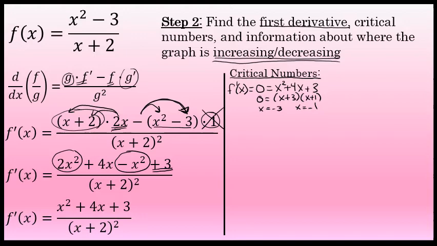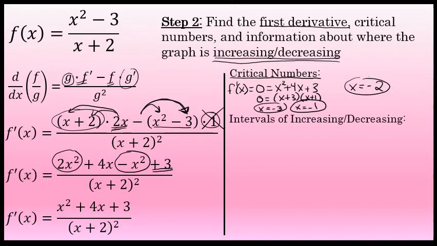There's an additional critical number where the first derivative doesn't exist. That would be where the denominator is equal to 0. We actually already set the denominator equal to 0 when we found the vertical asymptote, and that was x equals -2. This function has three critical numbers: x equals -3, x equals -1, and x equals -2. Those are the only places where this graph could change from increasing to decreasing or decreasing to increasing. The only values.